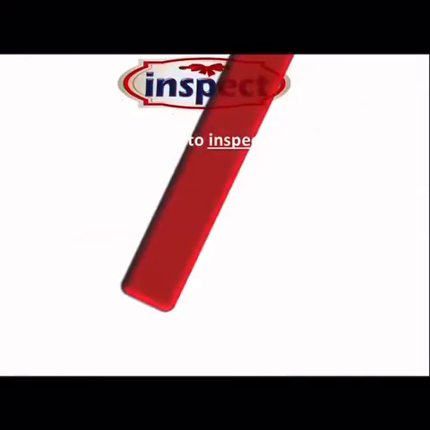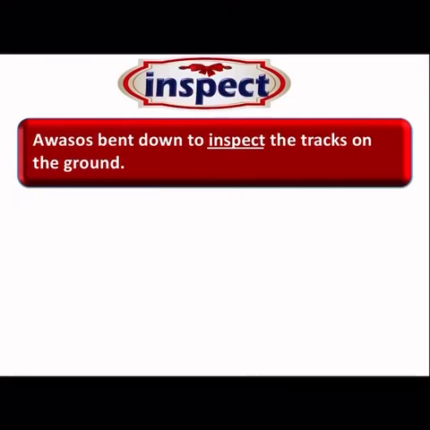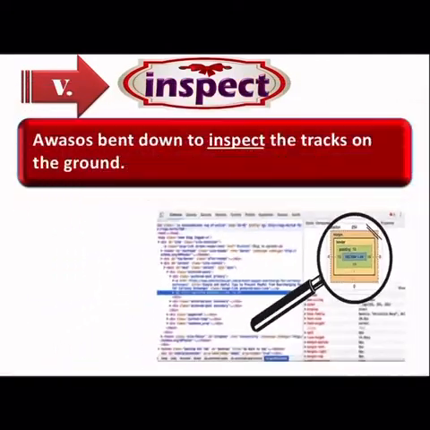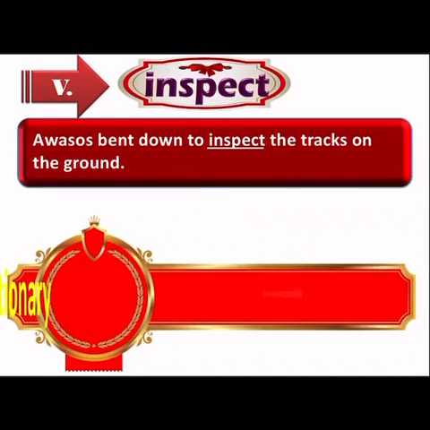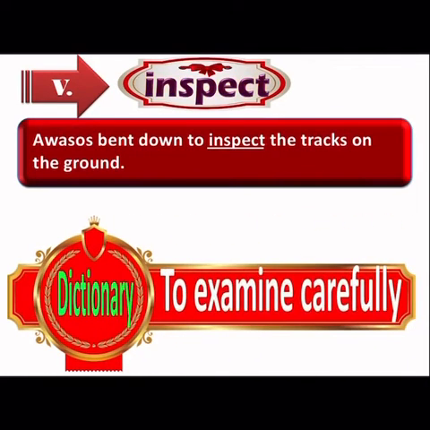Next, inspect. This word is so familiar to you. Also bend down to inspect the tracks on the ground. So I think inspect the tracks on the ground means to check or to focus on something specific. So it means to examine carefully.